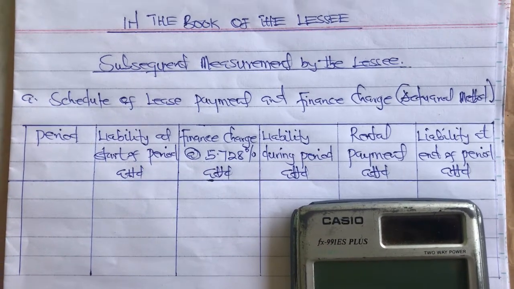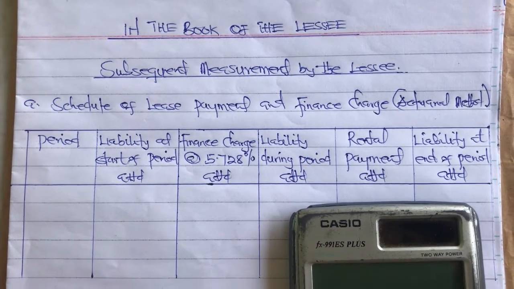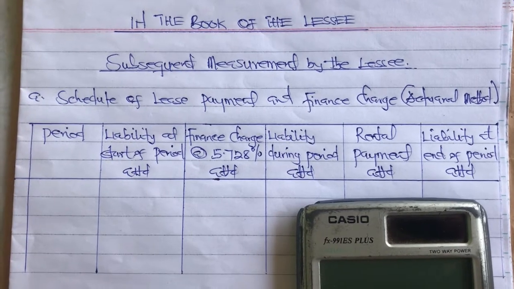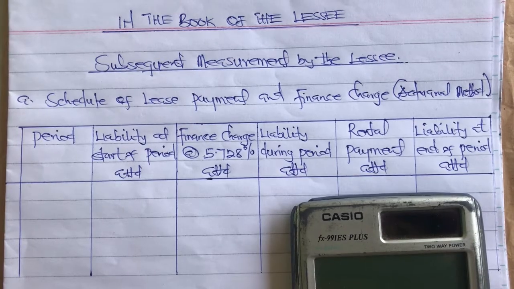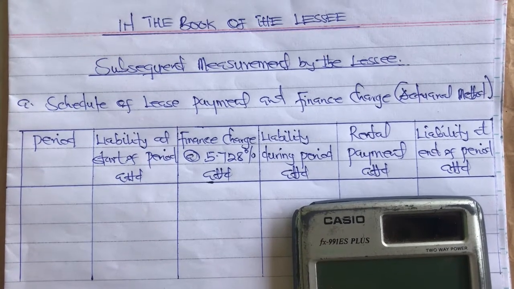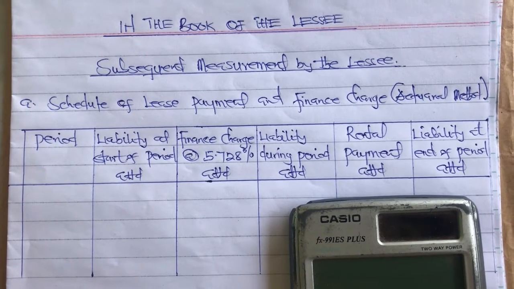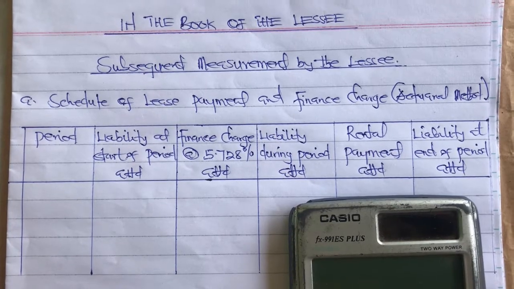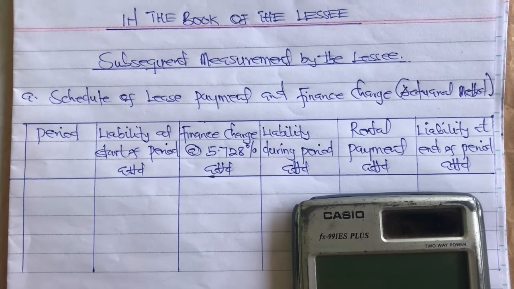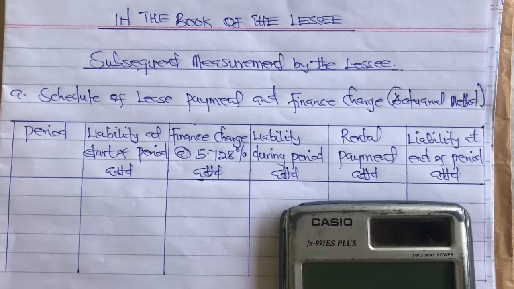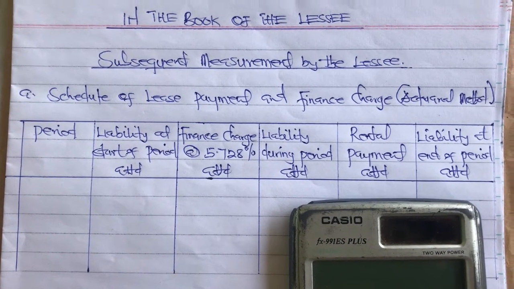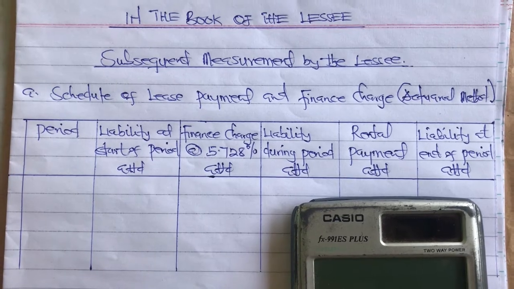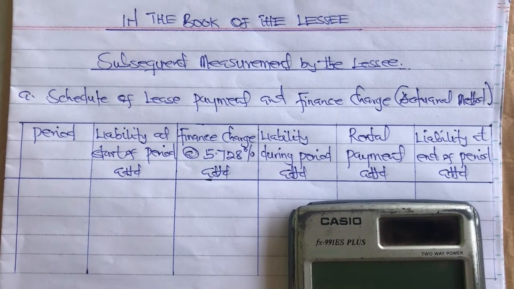So in subsequent measurement, we are going to prepare a schedule of lease payment and finance charge. By this time we are using the actuarial method, where a constant interest rate implicit in the lease is used to determine our finance charge. But take note that the lease payments are made in arrears, that is where lease payments are made at the end of the financial year. So this is how the schedule looks like.